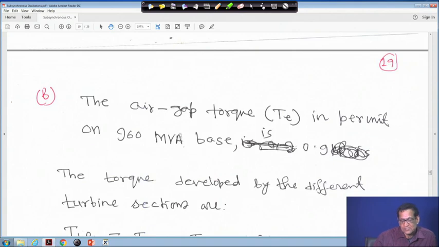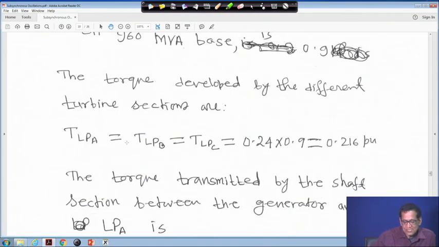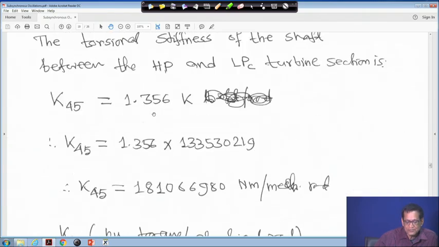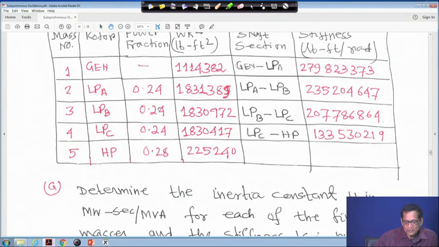Now, part B, the air gap torque T in per unit, on the 960 MVA base, is 0.9. You just see from where it has come, right. So the torques developed by the different turbine sections are TLPA equal to TLPB equal to TLPC, because all are 0.24. It was given in the data that these three are equal, all 0.24, multiplied by 0.9.